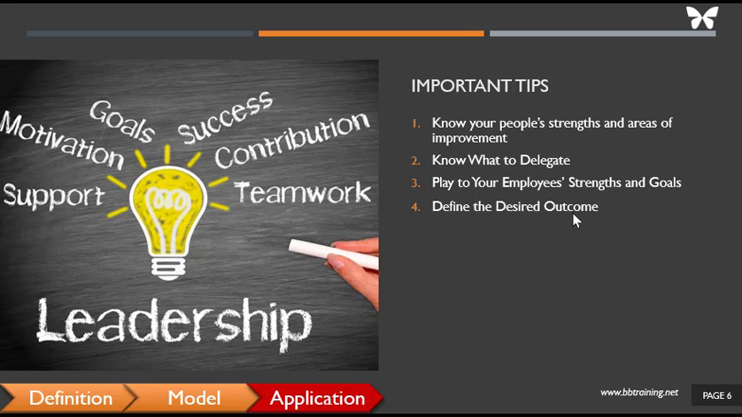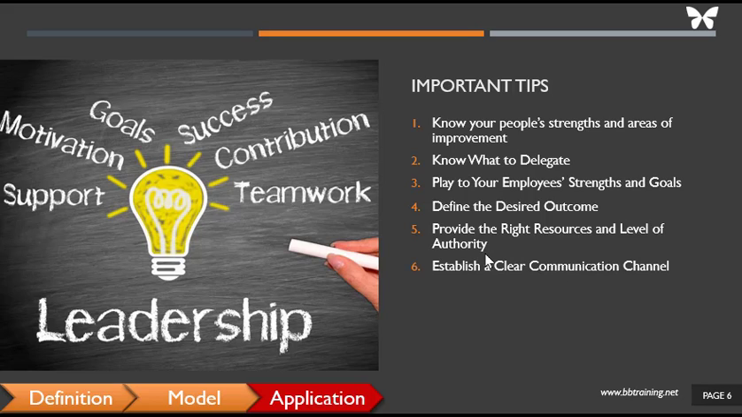Define the desired outcome, as we mentioned earlier. Please define the role, the expectations, the outcome. This is what I expect for you to do. Provide the right resources and level of authority as well. So, training them, skilling them, but at the same time, we have to provide authority to them to take action. Establish a clear communication channel so that if they get stuck, you're always reachable, there is no wastage of time or energy, and there is no delay.